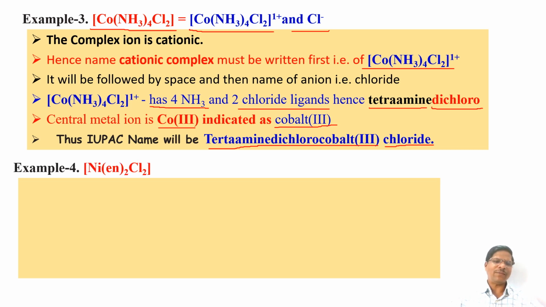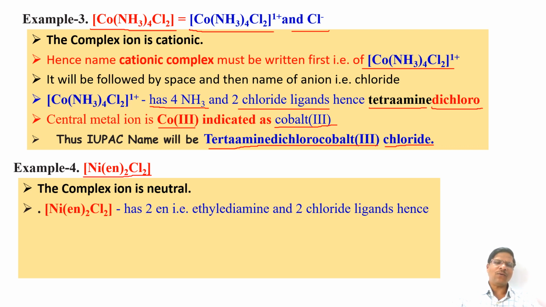One more example of a similar type: [Ni(en)2Cl2]. This is a neutral complex molecule. It is not cationic or anionic, so only the complex molecule we have to give a name. If you see, there are 2 ethylene diamine ligands and 2 chloride ligands.